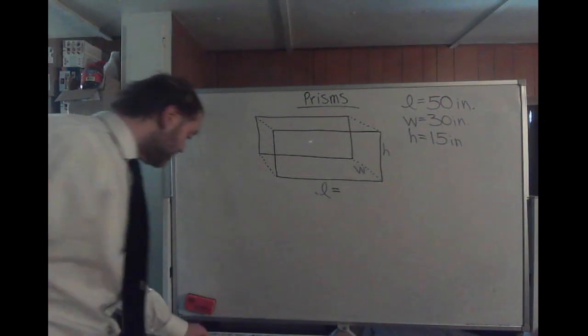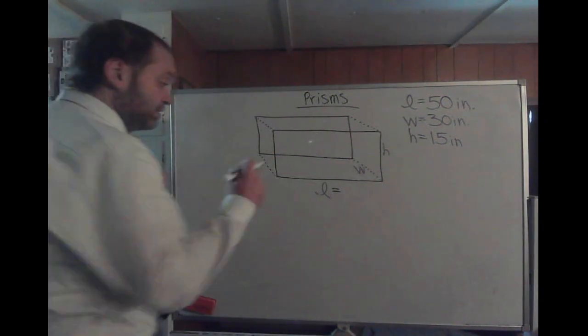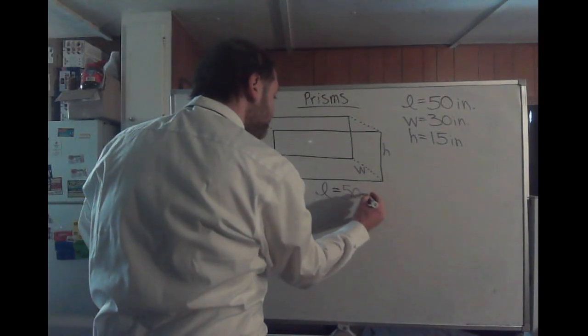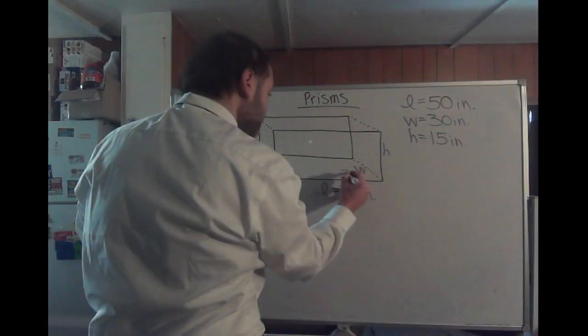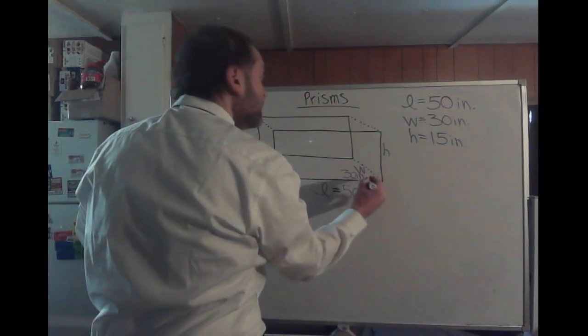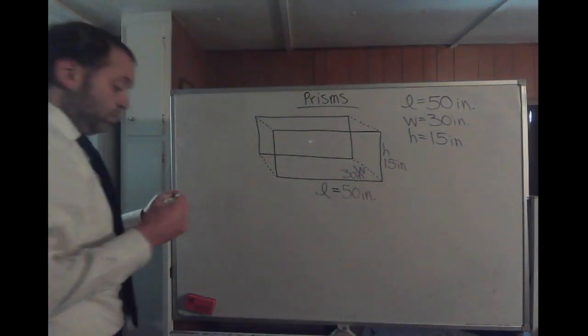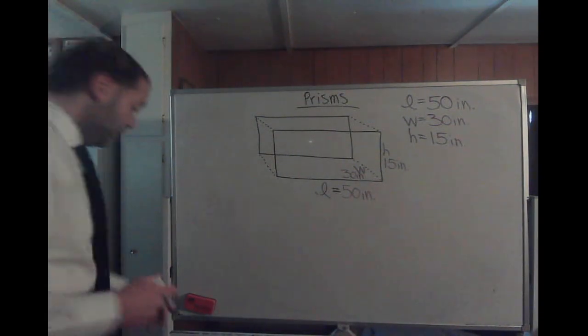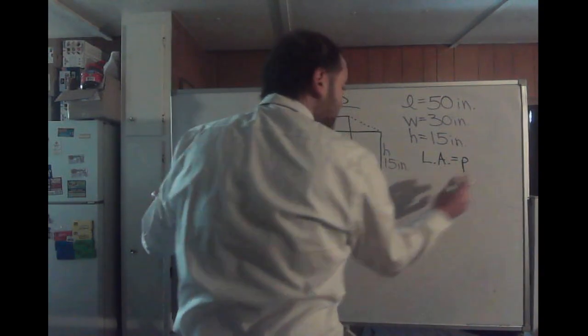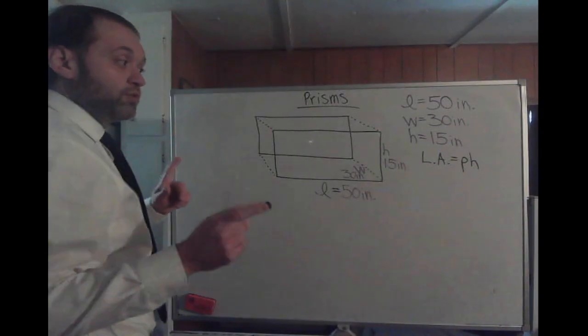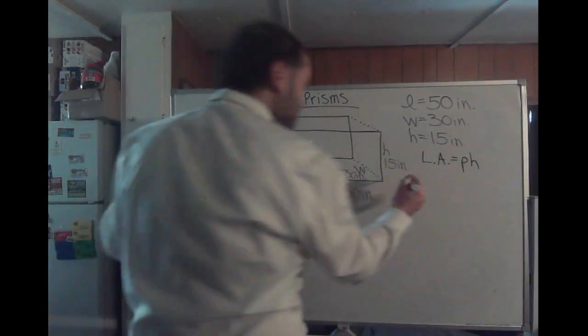So let's go ahead, start out here with the length of the base being 50 inches. The width is 30 inches. The height of the prism is 15 inches. Well, to find the lateral area, once again, the lateral area of the prism, of course, is equal to a perimeter of the base times the height of the prism. Well, we know the height, but we don't know the perimeter yet. We definitely need to find the perimeter of the base.